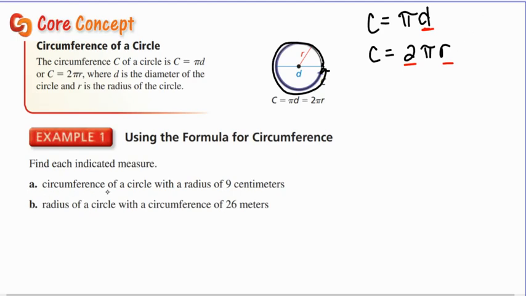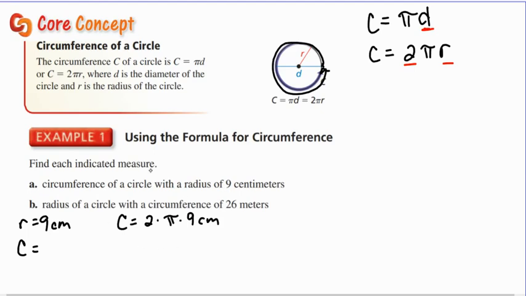We want to find the circumference of a circle with a radius of 9 centimeters, and then we want to find the radius of a circle with a circumference of 26 meters. Okay, so two different problems. So the first problem, we know that the radius is 9 centimeters, and we want to find the circumference. Okay, so I'm going to use this formula that has C equals 2 times pi times the radius. So C equals 2 times pi times 9 centimeters.